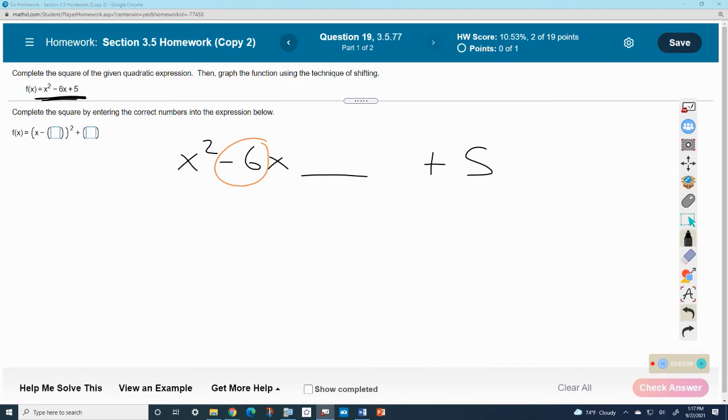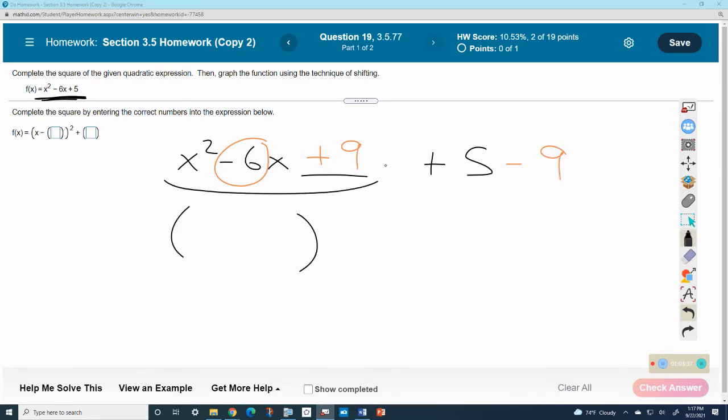So if we cut negative 6 in half, that's negative 3, and then square it, that's positive 9. I can add 9 as long as I make up for it over here. So I'm going to subtract 9 over here, and that'll keep it the same function. Pretty neat little trick.